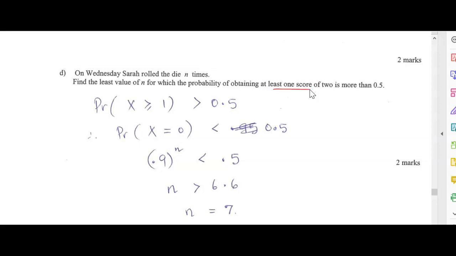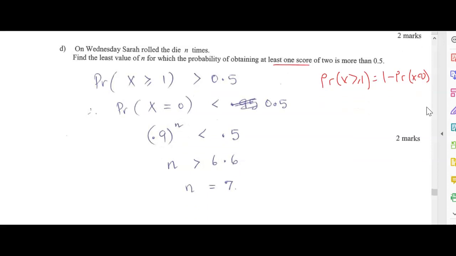Now, basically, the probability that X is greater than or equal to 1 is the same as 1 minus the probability that X is equal to 0. So you can see that's why we've got X is equal to 0 there. And if now you switch the inequality sign, let me just think. All right, so what have we got? So we've got the probability that X is equal to 0 is 0.9 to the power of n.